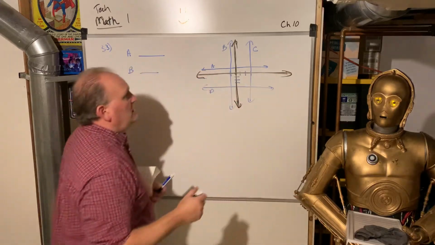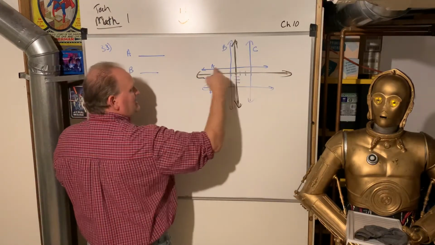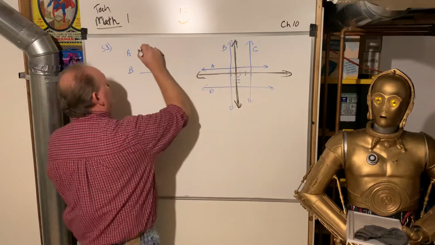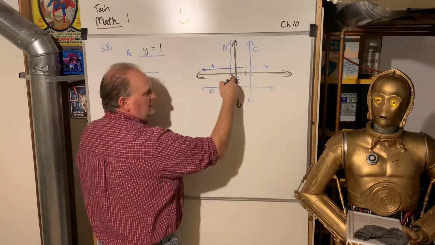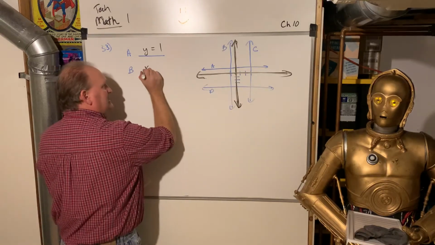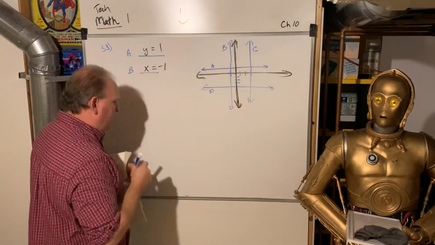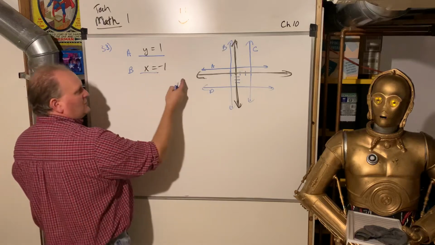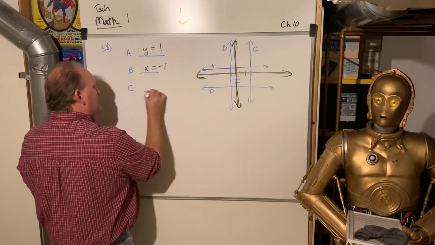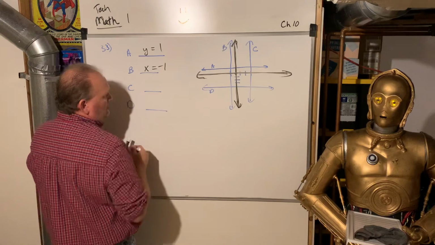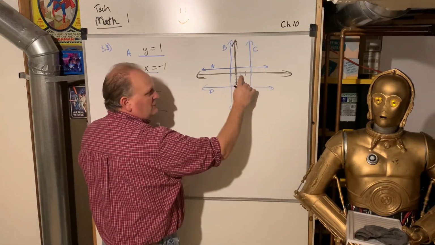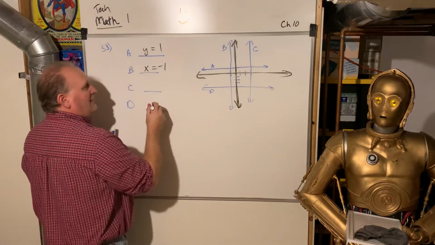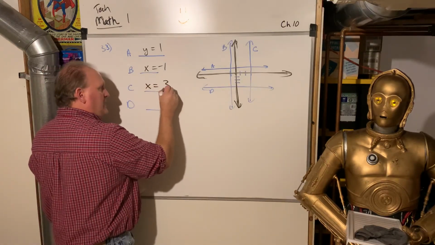Okay, so A, that's through 1. That is just Y equals 1. B, that's a vertical line through -1, so that's just X equals -1. So anytime you get a vertical line, it's X equals the number. Anytime you get a horizontal line, it's Y equals the number. So C is another vertical line that's through 1, 2, 3. So we're going to call that X equals 3.